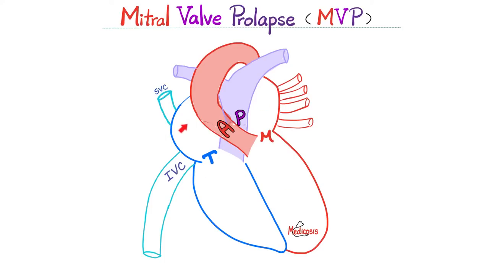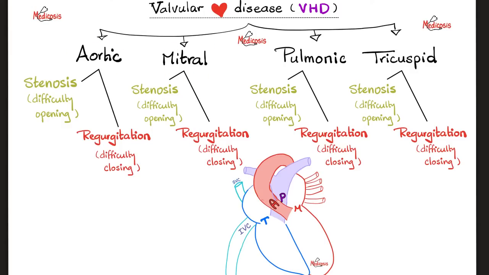Mitral valve between left atrium and left ventricle. Tricuspid valve is between right atrium and right ventricle. Aortic valve is between left ventricle and the aorta. And the pulmonic valve is between the right ventricle and the pulmonary trunk. Each one of these valves can suffer from stenosis or regurg.